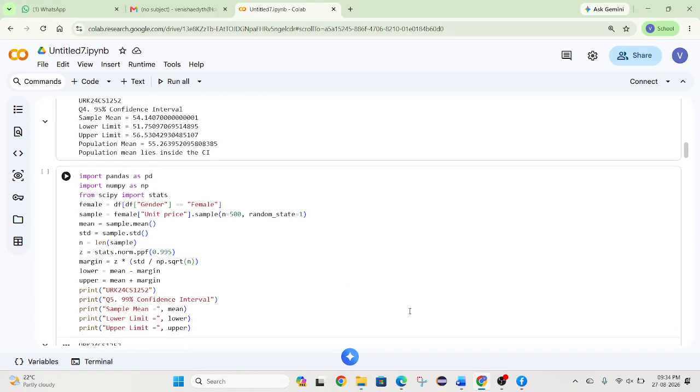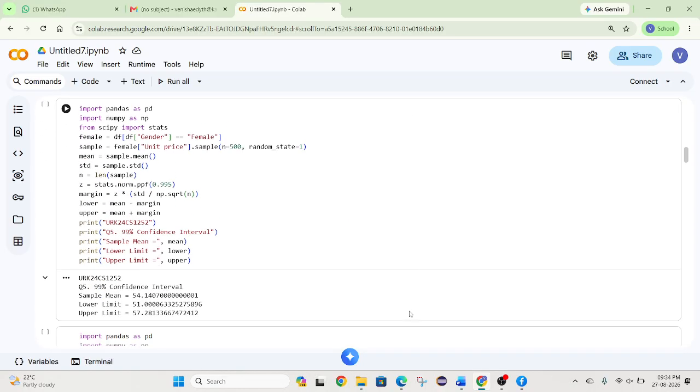Next, question 5 is to calculate the 99% confidence interval. In the previous one, we took the confidence level as 95%. Here we take 99%, whose value is approximately 2.567. Here also we are taking the same 500 values, but instead of 95%, we are using 99% confidence. Because the confidence is higher, the interval becomes wider. If it's smaller, then it will be narrower. So this question shows us the difference between 95% and 99% confidence.